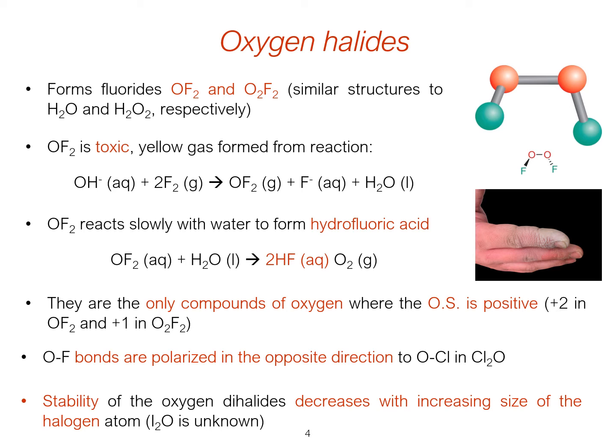So on the right here, I've got a structure showing dioxygen difluoride. And if you replace these fluorines with hydrogen, then the structure is that of hydrogen peroxide. So very similar, it's just that the hydrogens have been replaced with fluorine. Now OF2 is a toxic yellow gas. Fluorine itself is a yellow gas, by the way.